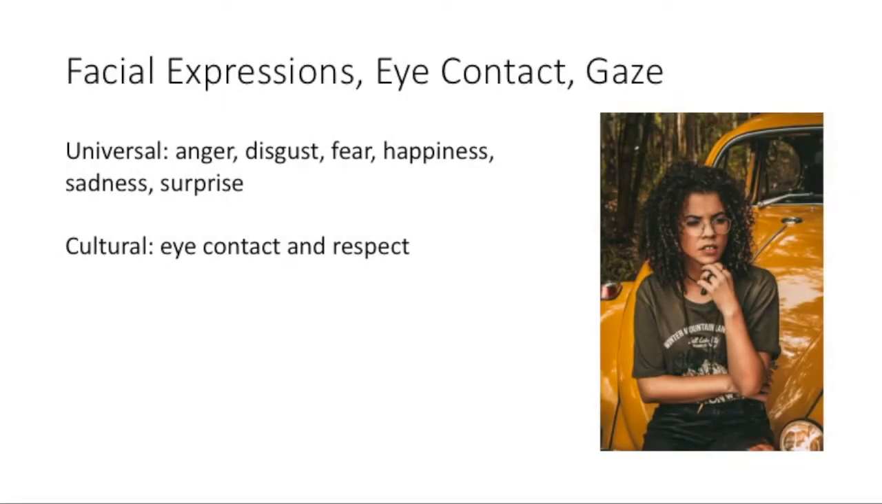The first channel I'm going to focus on is facial expressions, eye contact, and gaze. This includes the multitude of ways in which we use facial expressions and, in particular, our eyes to communicate. Some research suggests that some of this nonverbal communication is actually universally shared amongst humans. That is, we have a tendency to express things like anger, disgust, fear, happiness, sadness, and surprise in similar ways. However, much of how we use facial expressions, and in particular eye contact, is shaped by culture. Consider, for example, how different forms of eye contact can indicate respect in different ways in different cultures.